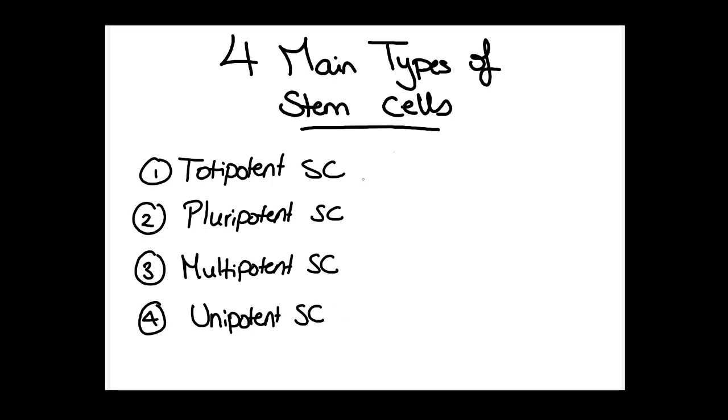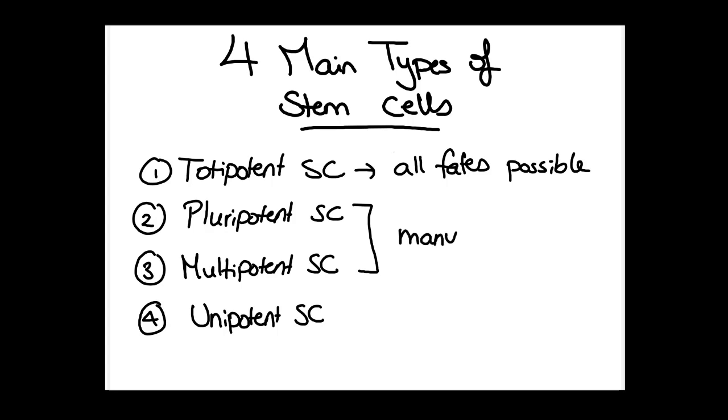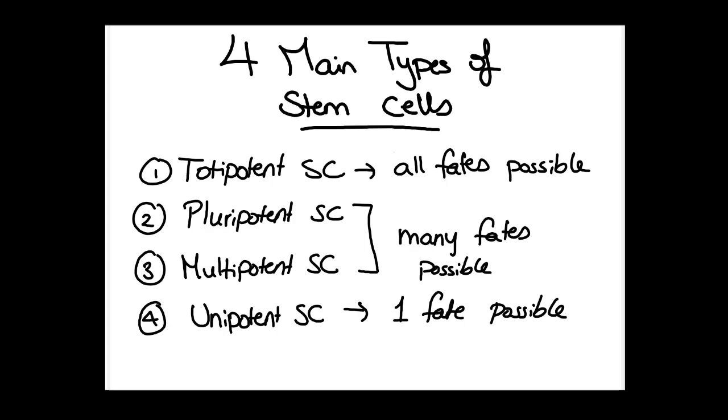A quick way to remember this is that totipotent cells have all fates possible, whereas pluripotent and multipotent stem cells have many fates possible. Of course, the pluripotent has more than the multipotent stem cells in terms of fates, and the unipotent stem cells have just one fate possible. Let's talk about these in more detail.